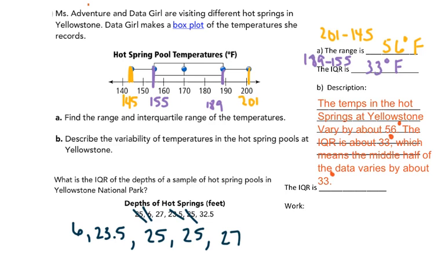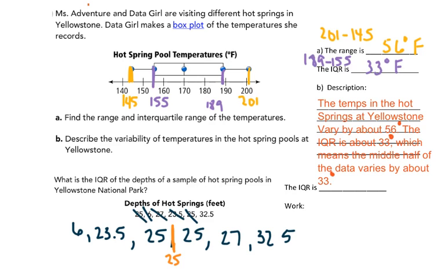And then a 27. And then a 32.5. So to find the IQR, we need to find the median. The median is the middle number, which is right in between these two. So the median in this set of data is not part of the data. It's 25, but it's neither this 25 on the left nor the 25 on the right. So now that splits the information up into two equal parts.